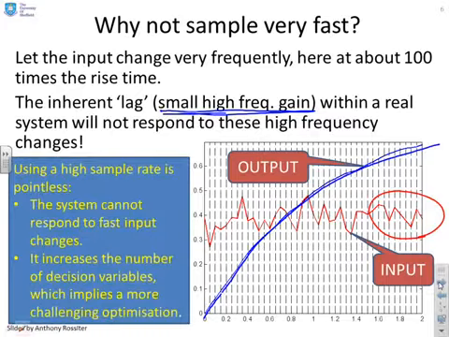So if you had a high sample rate in predictive control, generally speaking, people would argue this is pointless. The system cannot respond to fast input changes, and also it increases the number of decision variables, which makes your optimization much more complicated. So what you're trying to do in predictive control is sample fast enough so that you can reject disturbances, but no faster than absolutely necessary, because that keeps your optimizations simpler.